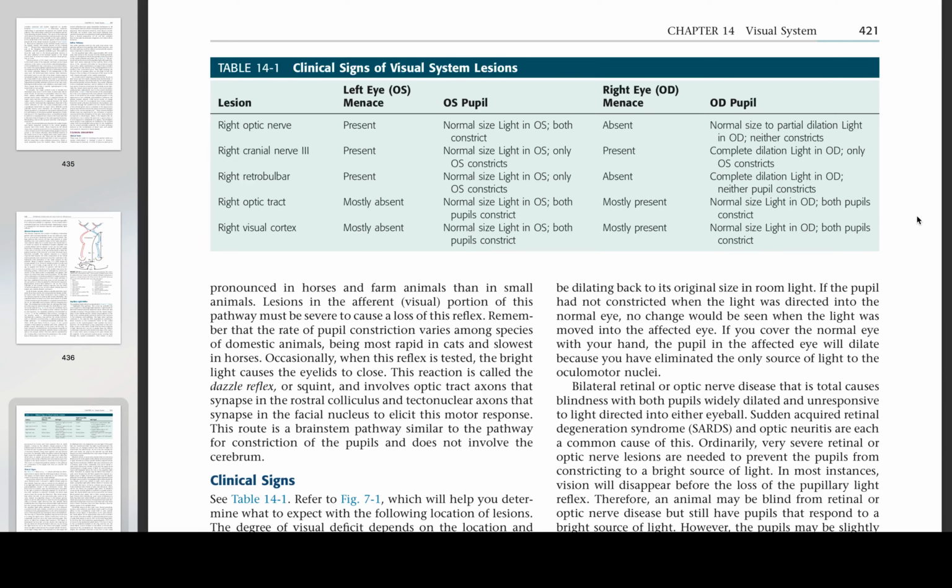Light directed into the affected blind eyeball produces no response in either eyeball. Light directed into the normal eyeball causes both pupils to constrict. In the pupillary light reflex pathway, many of the afferents cross both in the optic chiasm, as well as in the pretectum, to influence both parasympathetic nuclei of the oculomotor nerve.